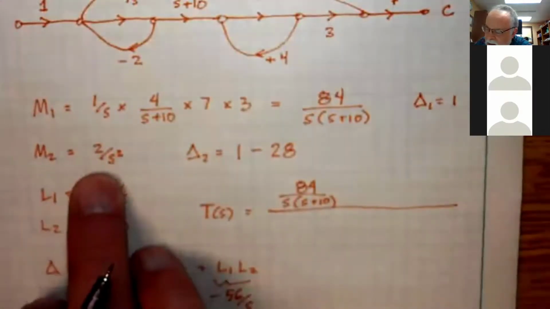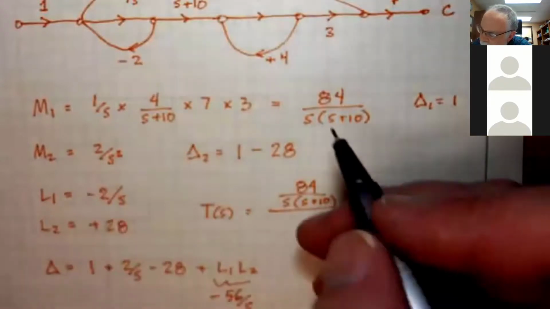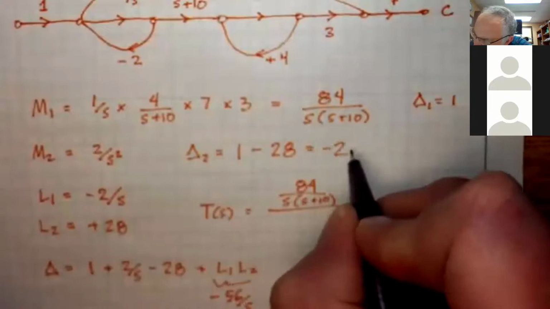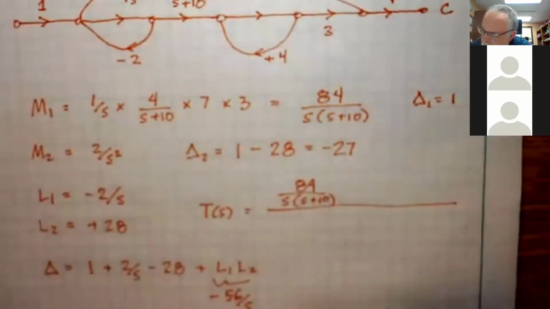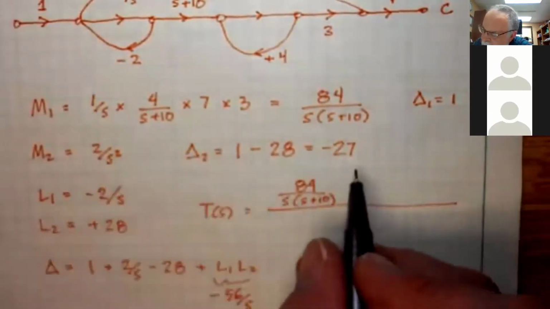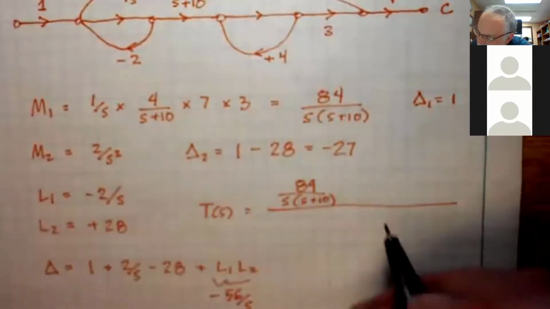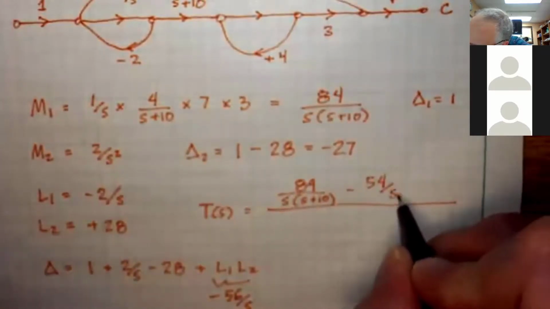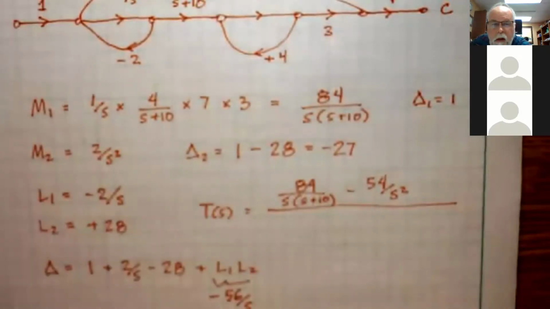And then I'm adding this next one, right? But what, 1 minus 28 is a minus 27. So I'm going to get, well, what's 2 times 27? 54. So minus 54 over S squared. Okay. So those are my two forward paths.